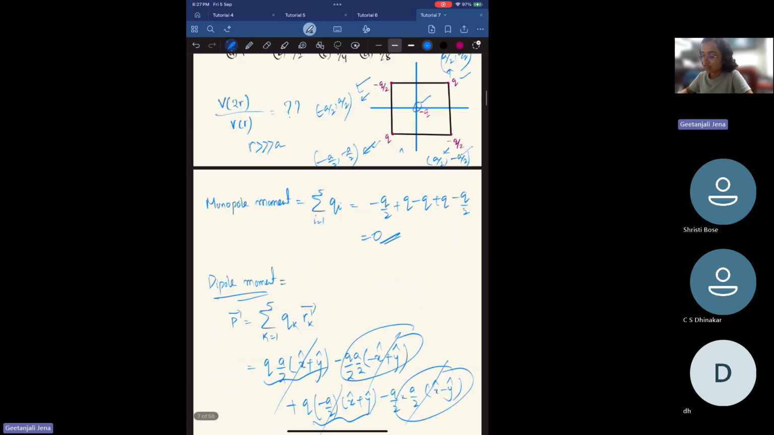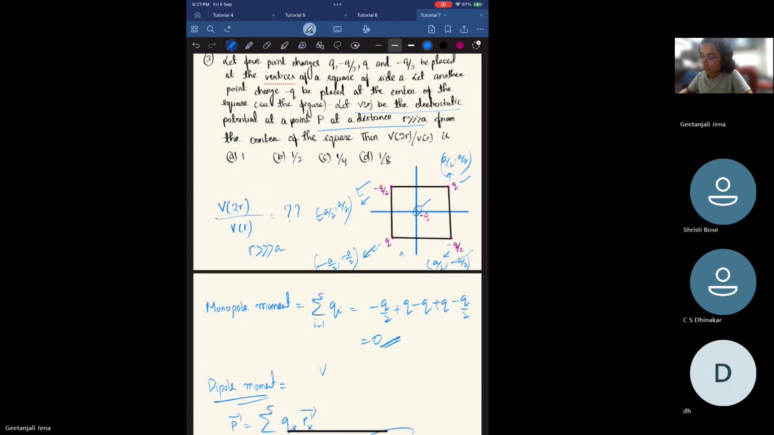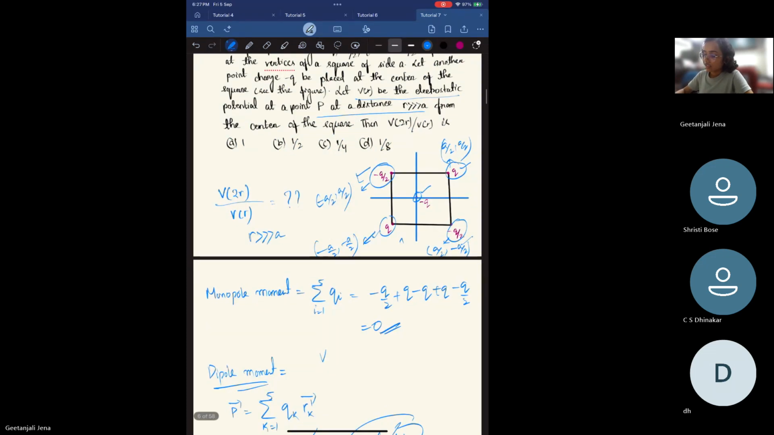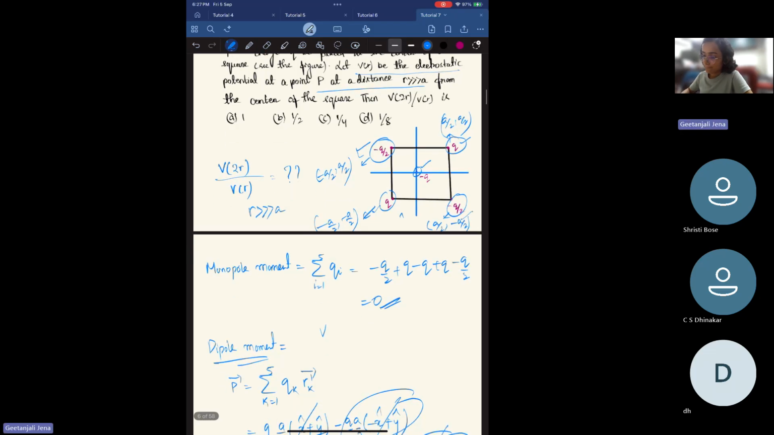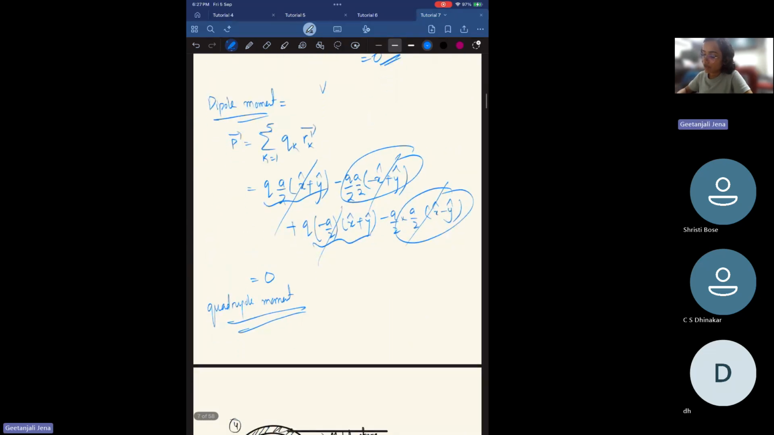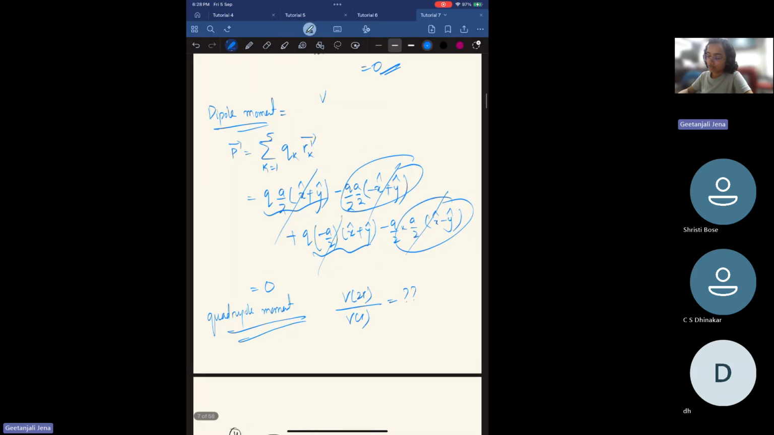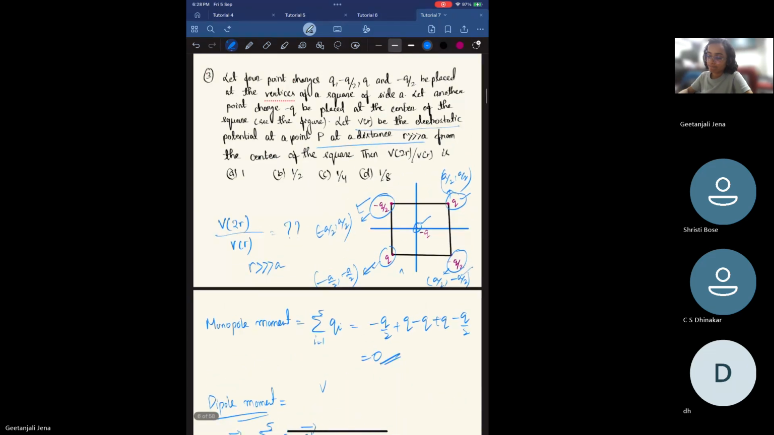So what will be the answer then? We'll see what will be the quadrupole for this case. So for now, can you let me know what will be V(2R) by V(R) if the quadrupole moment is dominating? There are four options. Option A is 1, option B is half, option C is 1 by 4, and option D is 1 by 8.